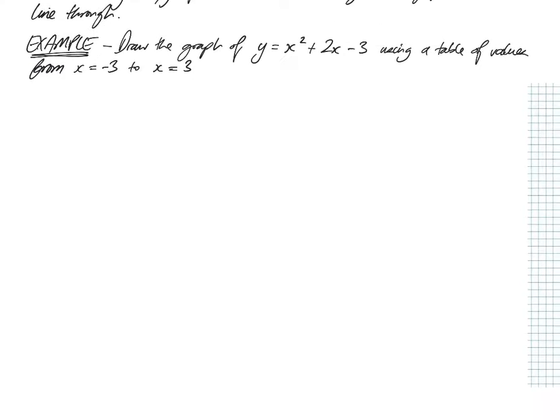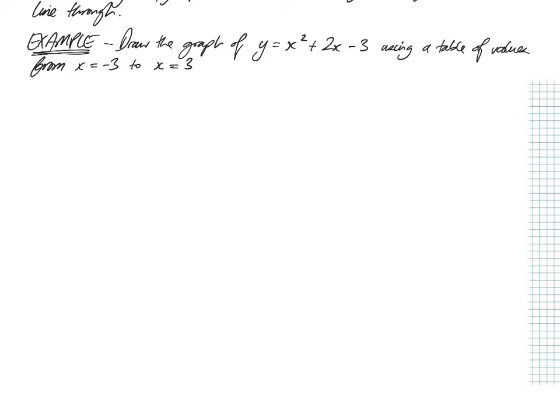So we're going to try to draw this graph of y equals x squared plus 2x take 3 using a table of values from x equals -3 to x equals 3. So the first step would be to draw up that table, get it ready to fill. So x and y, and x is ranging from -3 to +3. So -3, -2, -1. You usually want to center your range around 0.